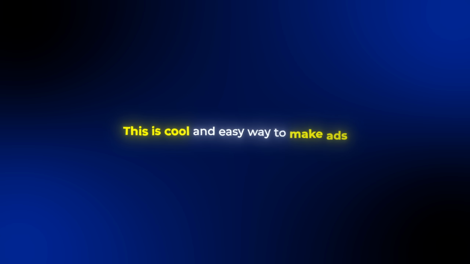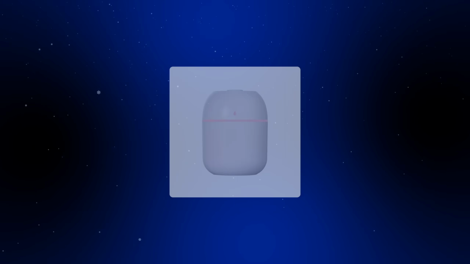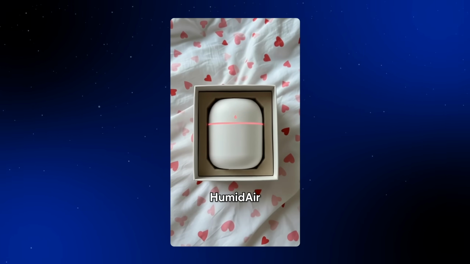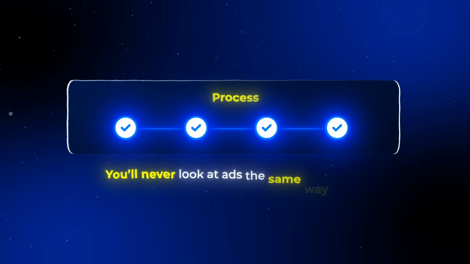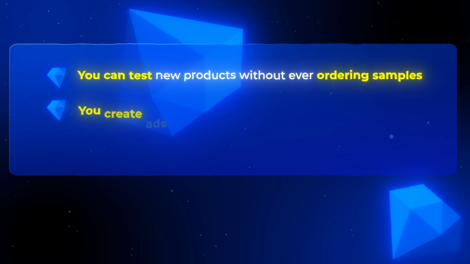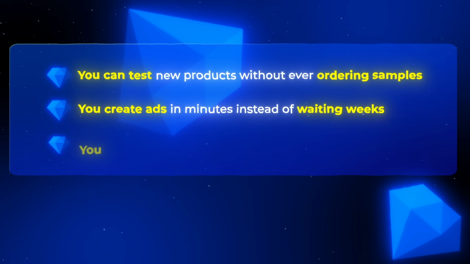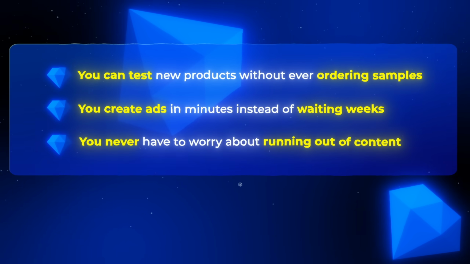This is such a cool and easy way to make ads that genuinely look like real UGC content. So now you know how to take nothing but a simple product picture and turn it into a full UGC ad. And what you saw today is just one example, because once you have this process down, you'll never look at ads the same way again. You can test new products without ever ordering samples. You create ads in minutes instead of waiting weeks, and you never have to worry about running out of content because you can literally create as much as you want on demand.